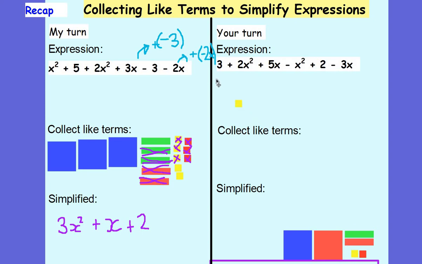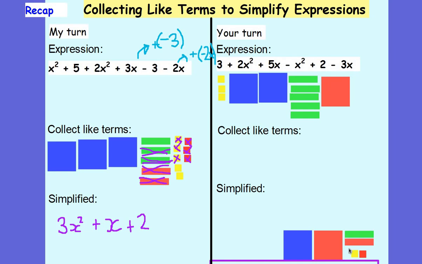Okay, let's go through the answers. So positive 3 means I need 3 yellow squares. There they are. Positive 2x squared means I need 2 blue squares. Positive 5x means I need 5 green rectangles. Now I've got negative x squared, or adding on negative x squared, which means I need a big red square. I've got positive 2 yellow squares, and I'm adding on negative 3x, so I need 3 red rectangles.